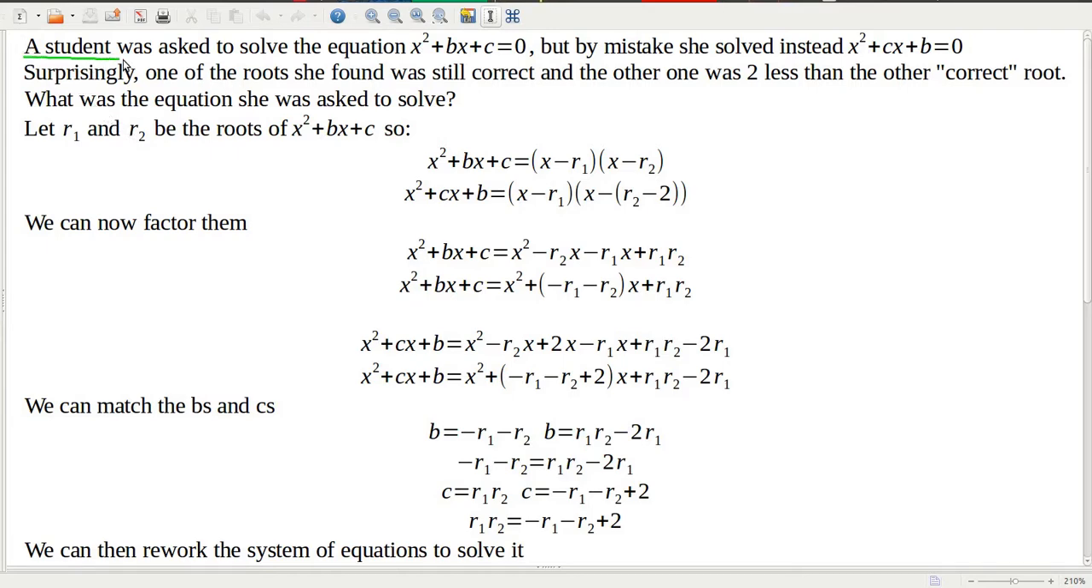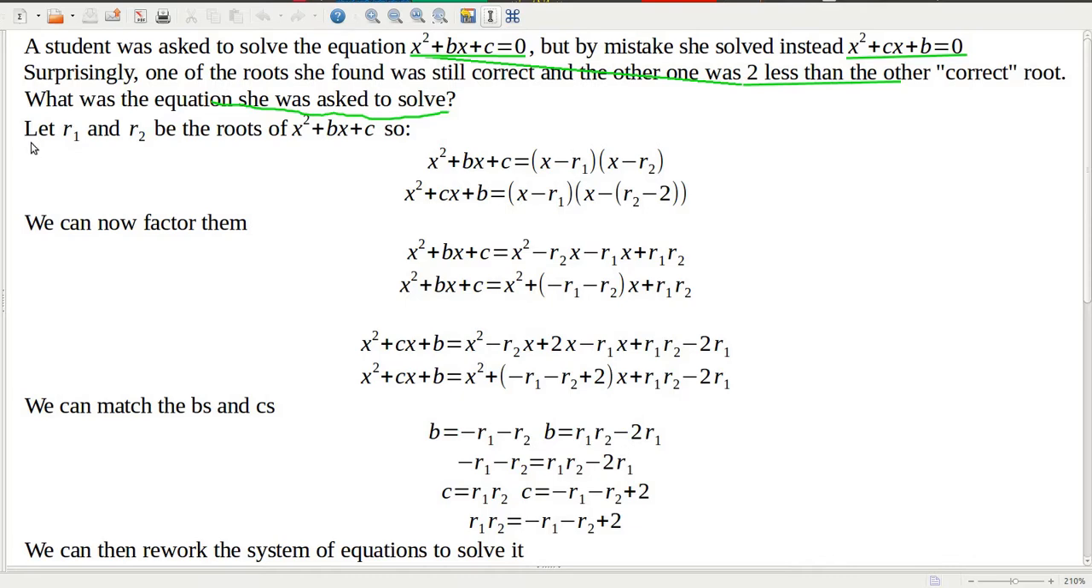A student was asked to solve the equation x squared plus bx plus c equals 0. But by mistake, she solved instead x squared plus cx plus b equals 0. Surprisingly, one of the roots she found was still correct, and the other one was 2 less than the other correct root. What was the equation she was asked to solve?